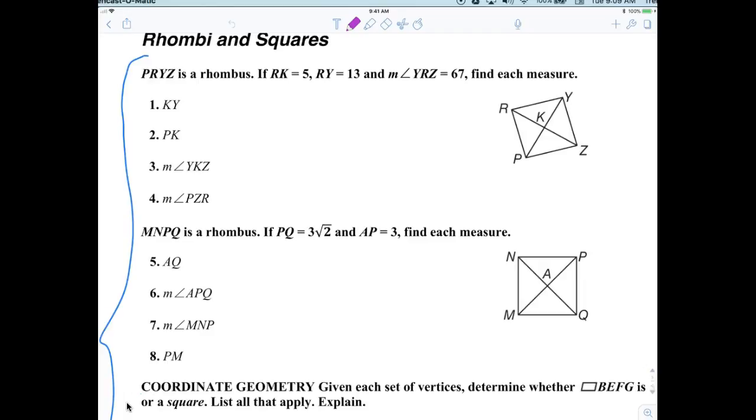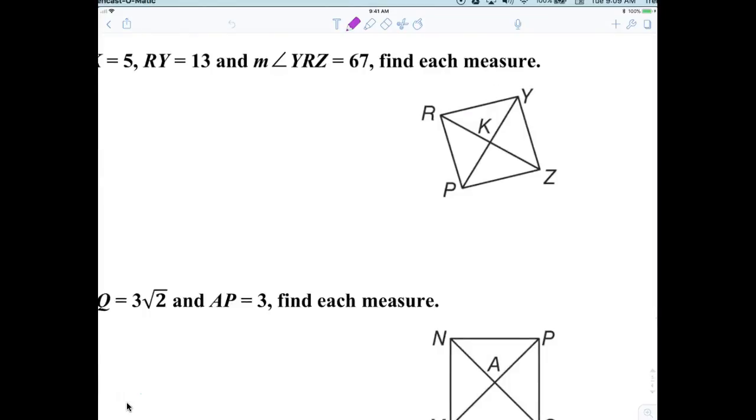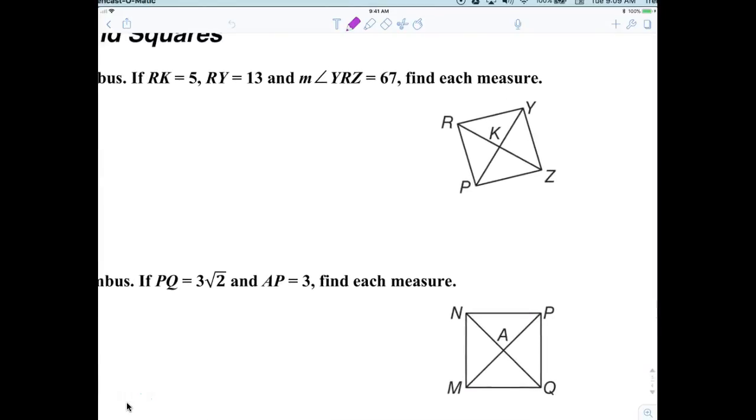So it says PRYZ is a rhombus and RK is 5. Now, because it's a rhombus, if RK is 5, then I know KZ is also 5. Also, in a rhombus, the diagonals are perpendicular. I like to just make myself that note. All right. Then RY is 13, right? Which means PZ is 13. All of them are 13.